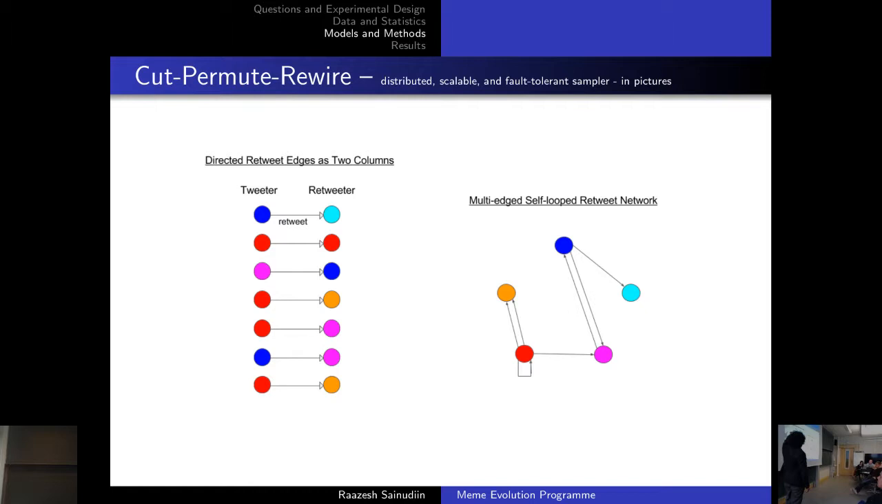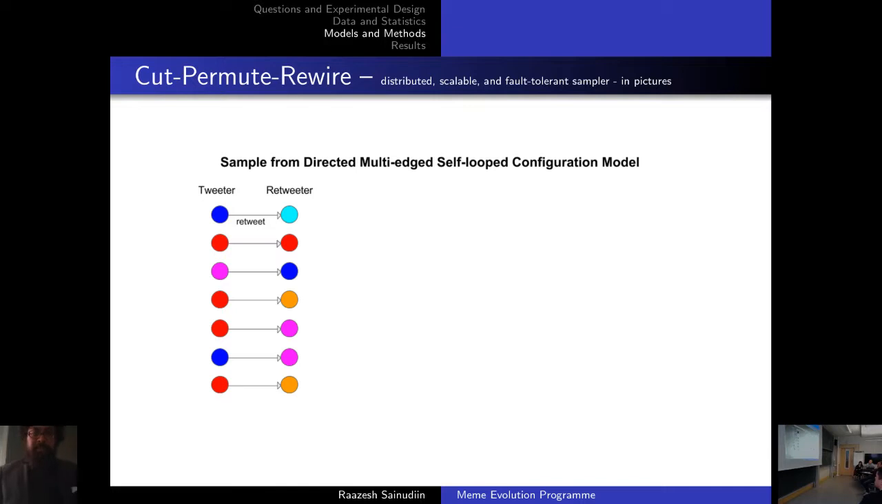The directed retweet edges are our 2 columns: the tweeter here and the retweeter here, so we have each retweet like this. You can also have another view of the same network as a multi-edge self-loop retweet network. That means you just slap them together, because the oranges are the same. It's the same view, but we keep this view for vertex programming, which you will learn tomorrow.